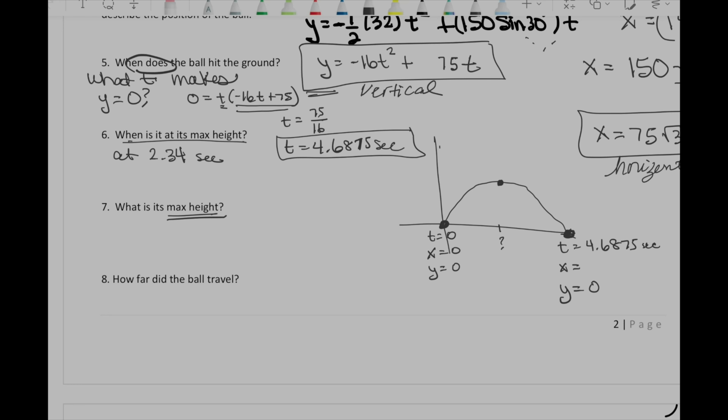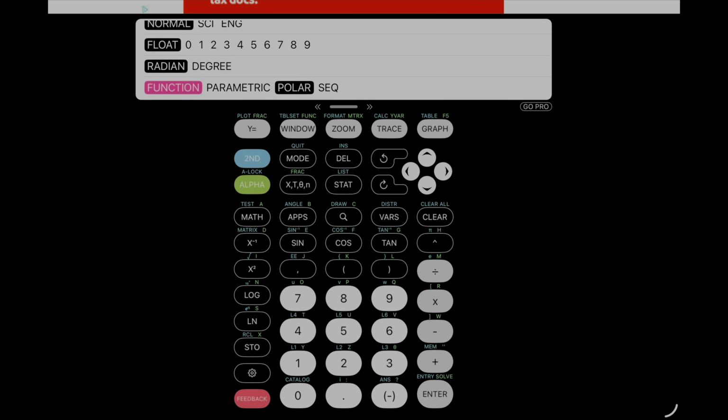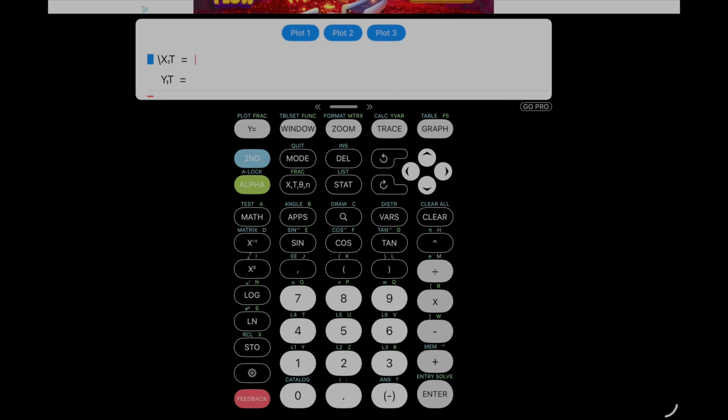What is the max height? Well, I'm going to take my y equation and plug in 2.34. So like this spot right here, t equals 2.34. X we don't know, y is what this one's asking. I'm going to show you on a graphing calculator how to enter parametrics, okay? Coordinates. So I'm going to go to mode. I don't want polar coordinates. I'm going to go down here and select parametrics. When I select parametrics, I now have an x with respect to t and a y with respect to t.